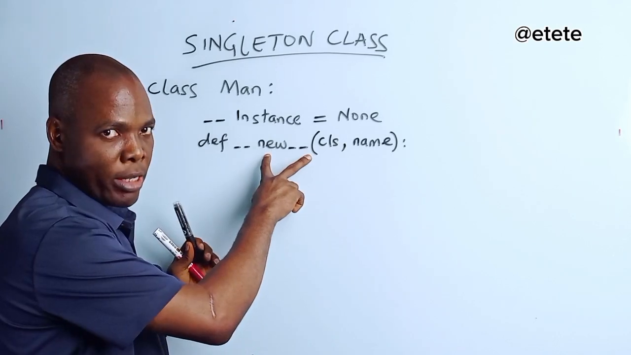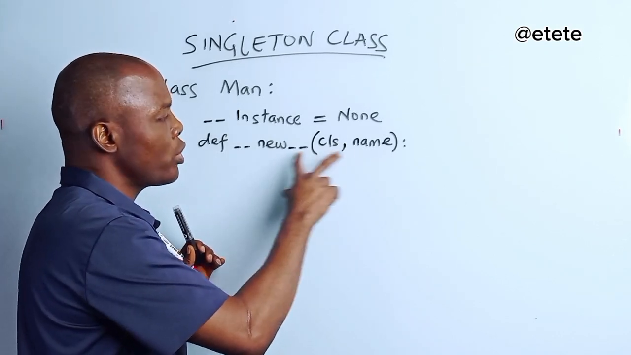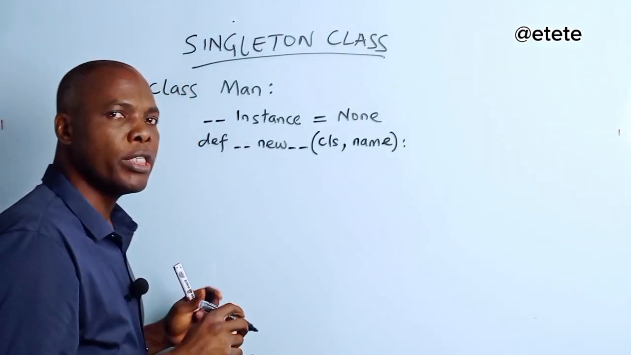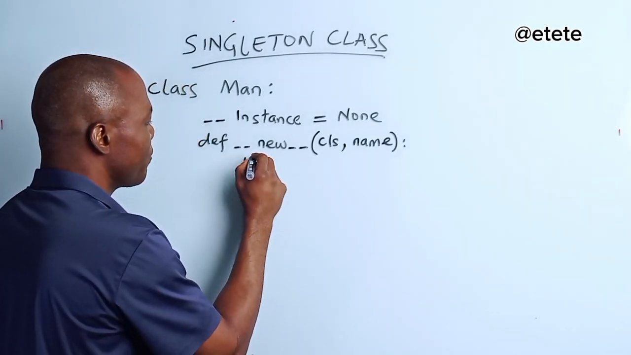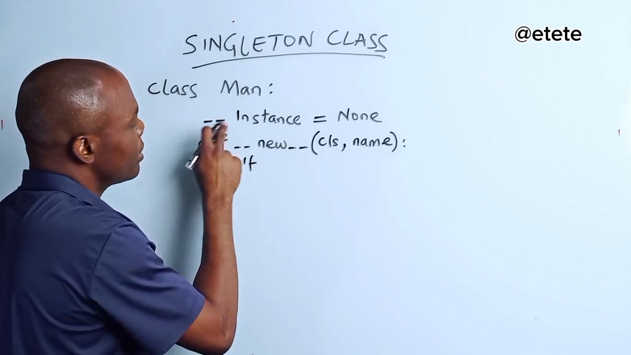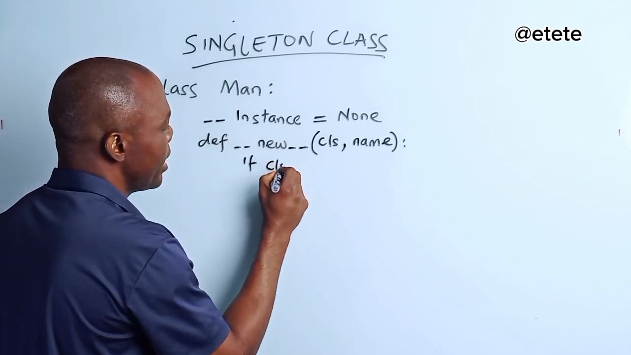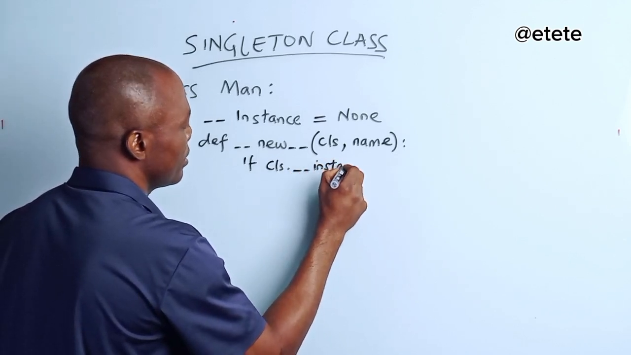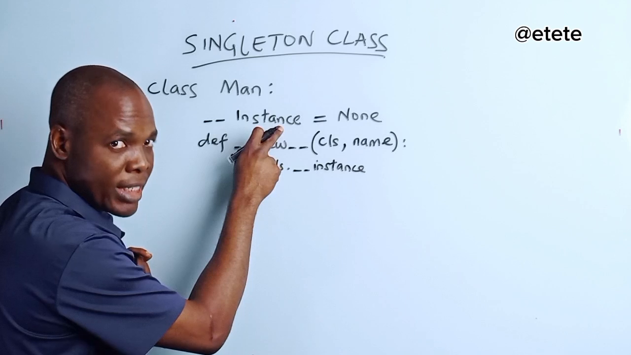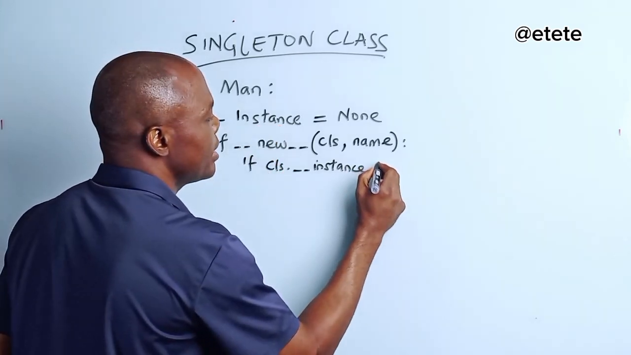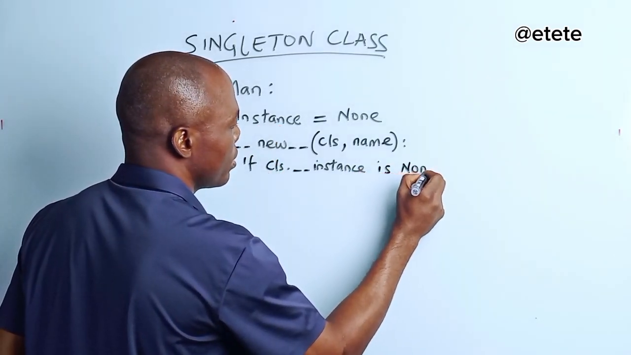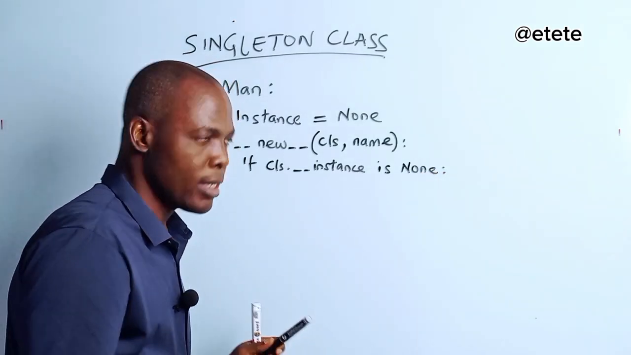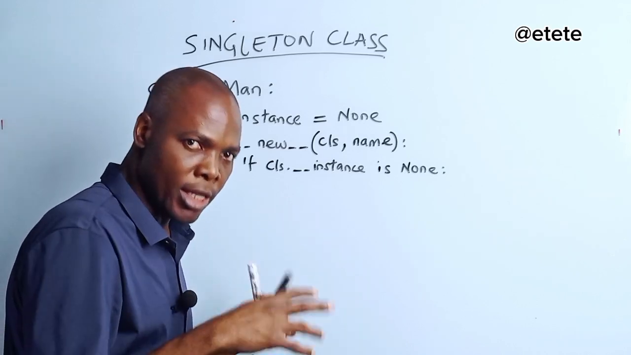Now we have called this new method. And this new method is expecting this one parameter, which is what? Name. Then we'll go in and we'll use the if statement. So we'll say if, right? If cls dot double underscore instance, which is this class attribute, if this instance is none, right? If it is none, it means there is no existing object. Go in and create the object.